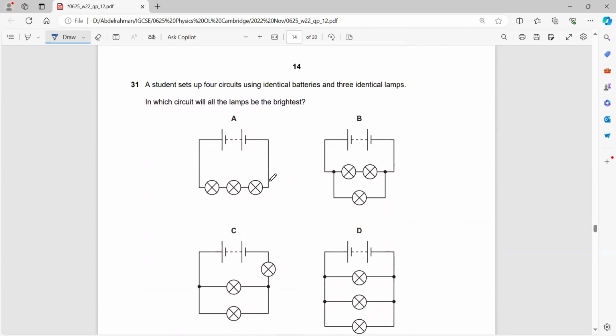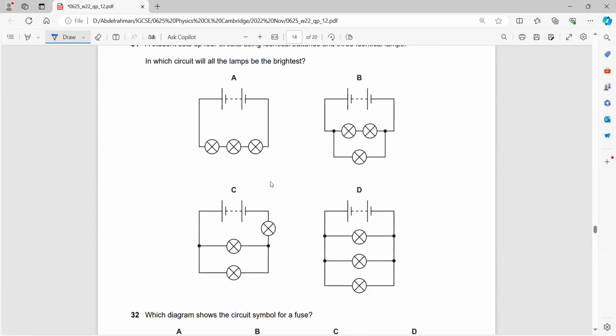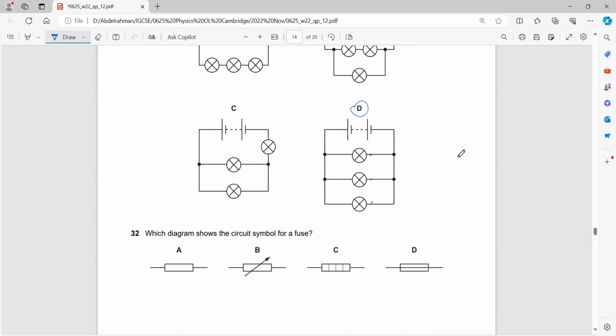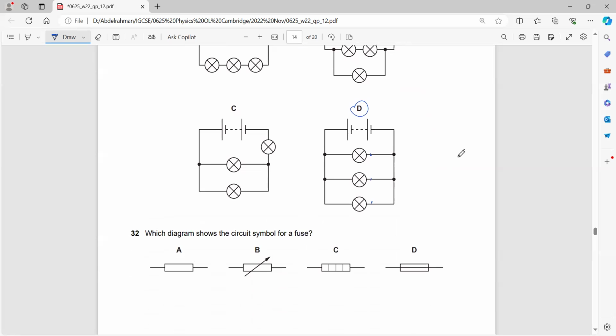A student sets up 4 circuits using identical batteries and 3 identical lamps. In which circuit will all the lamps be the brightest? The brightest would be in D because they are all in parallel and they will all have the same total voltage, I'm sorry. Which diagram shows the circuit symbol for a fuse? D.